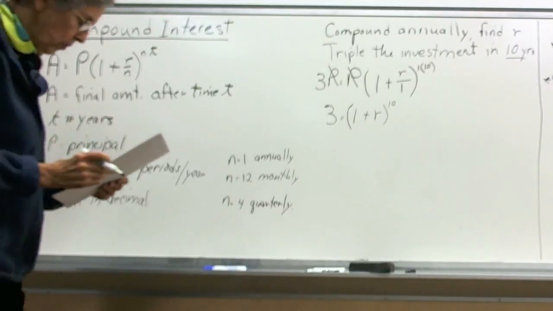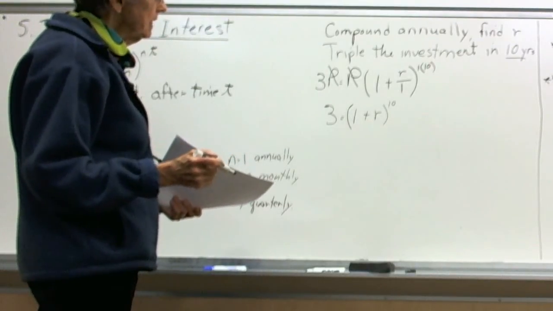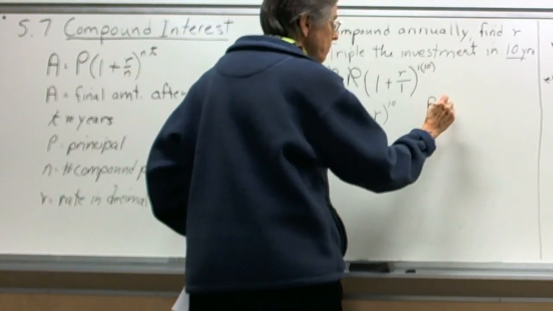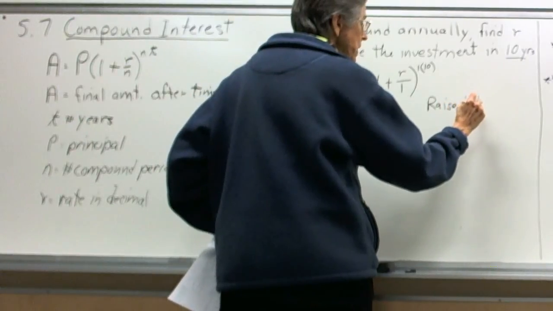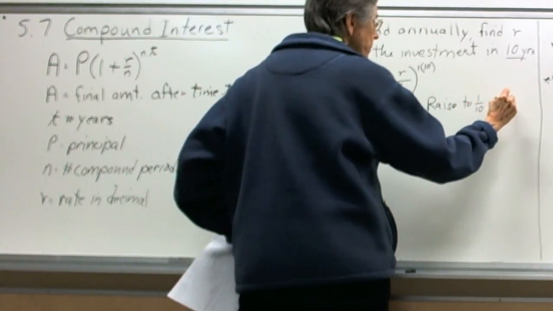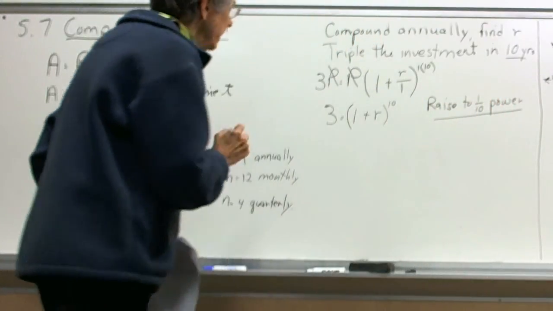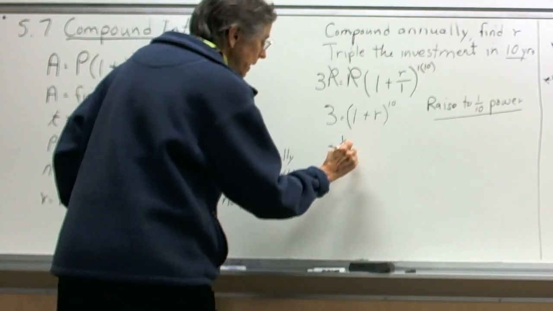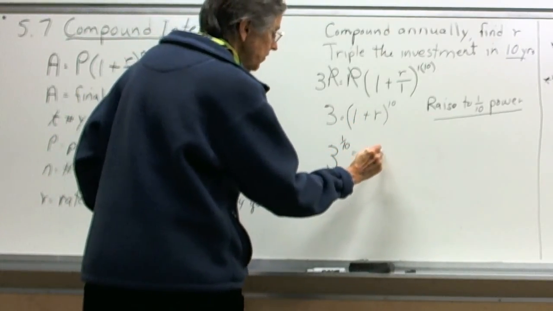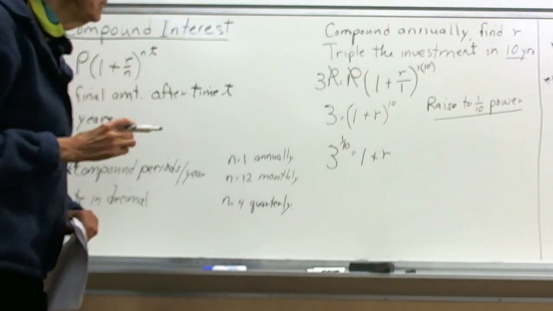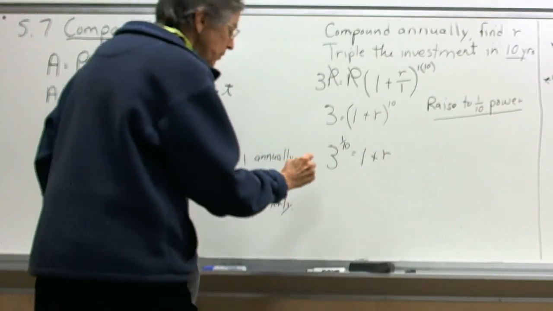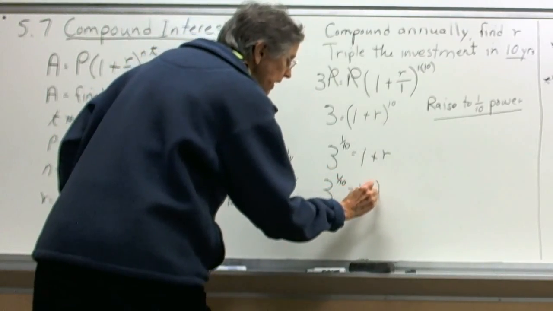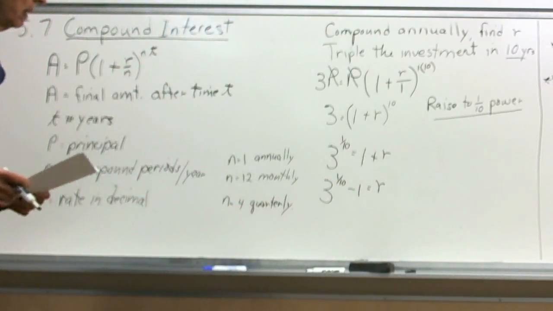And solving for R, I want to take the 1/10 power of both sides. So we're raising both sides to the 1/10 power. Okay, so on the left I'll have 3 to the 1/10 power. And on the right I'll just have 1 plus R. 1/10 times 10 is 1. Subtract 1 from both sides. And we have the value for R.